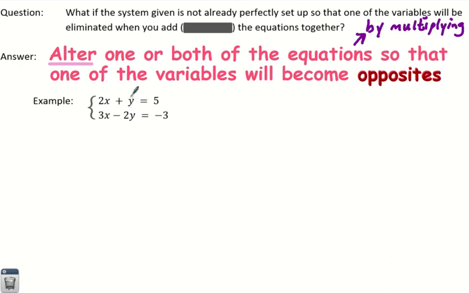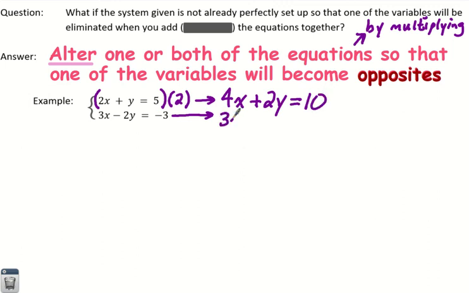So can you make this term into a positive 2y? Yeah, very easily. By multiplying by what? By 2. Okay? So I'm going to multiply this, remember, it's got to be the entire equation, technically both sides. Multiply the entire equation by 2. I'm going to be able to leave this other equation as is. So again, the entire thing. So this becomes 4x plus 2y equals 10. And the second equation can stay the way it is.